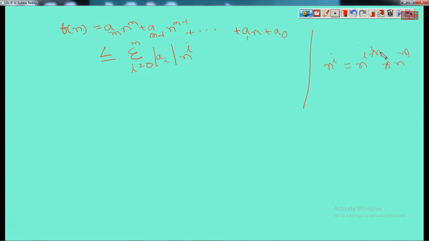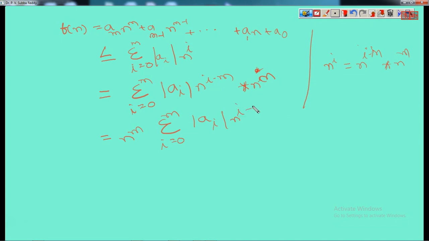Why? Because the bases are the same, we will be adding powers; i - m plus m gets cancelled. So it is correct. This is equal to sigma i equal to 0 to m of mod a_i times n^(i-m) times n^m. Here I am not saying less than or equal to. Now n^m is independent of i, so I can take it outside: n^m times sigma i equal to 0 to m of mod a_i times n^(i-m).